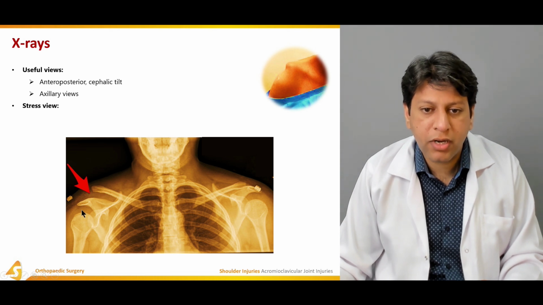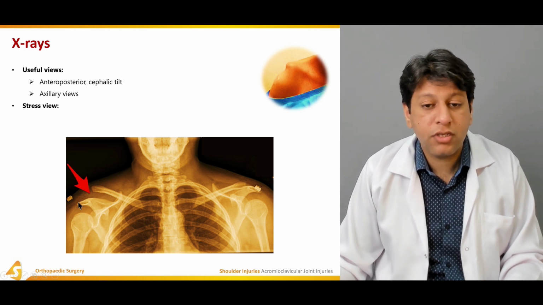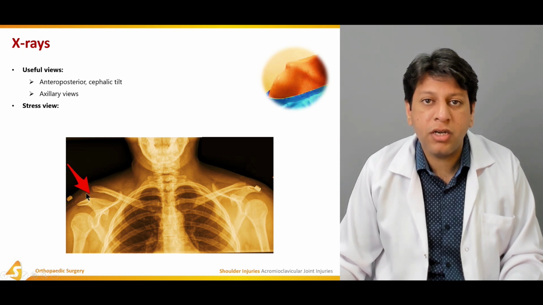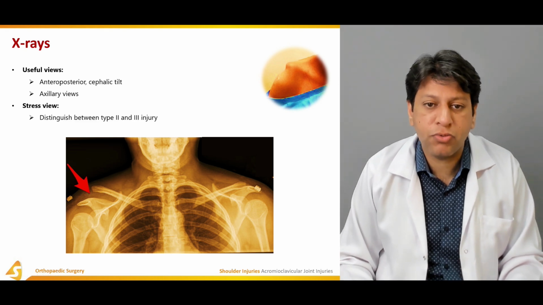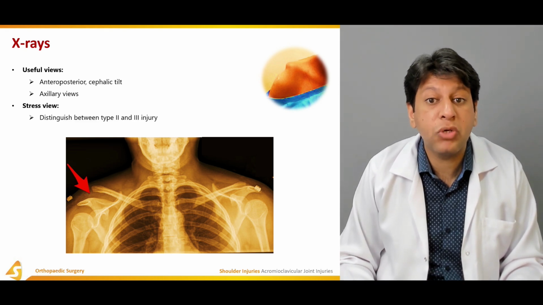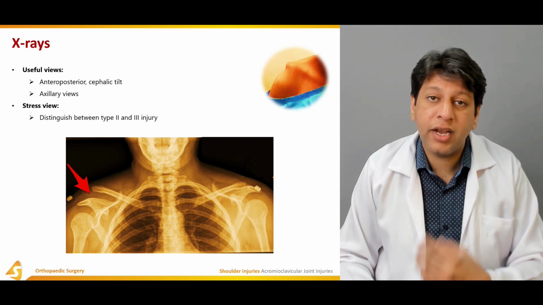When the stress is applied, the scapula and humerus will go down, and the clavicle, as the ligaments are completely torn, will go up. So this is the classical example of stress views. This is to distinguish between type 2 and type 3 injuries. And why is it important?